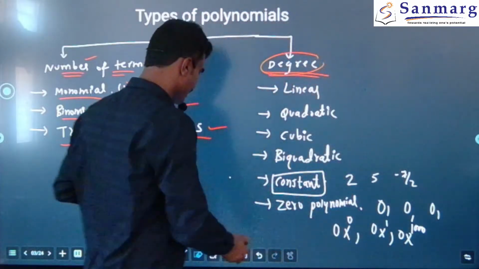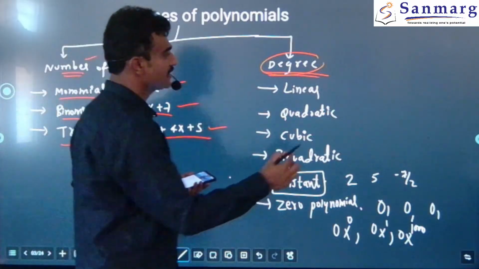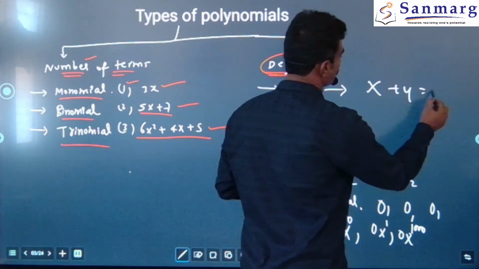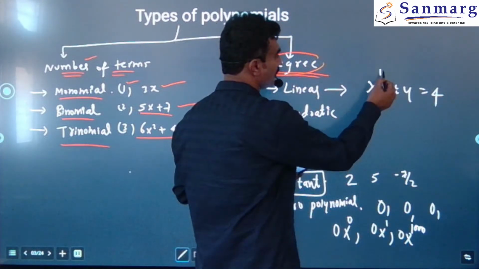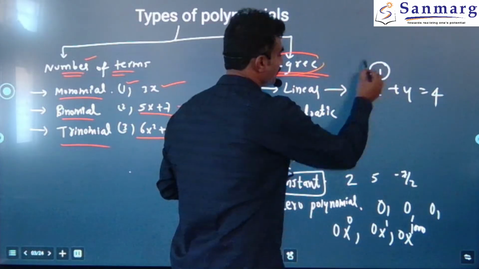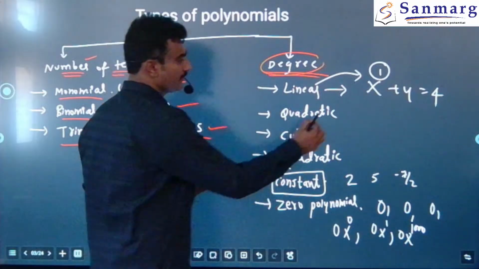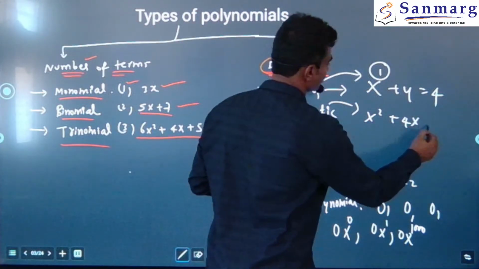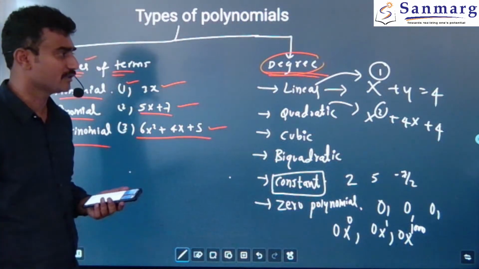Based on the degree, we can categorize polynomials into 4 or 5 varieties. First is the linear polynomial, something like x plus y is equal to 4, where the highest power of a variable is 1. If the highest power of the variable is 1, it is linear. If the highest power is 2, for example x square plus 4x plus 4, then it is quadratic.